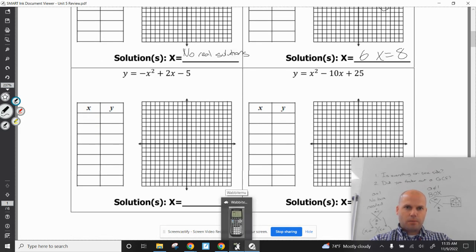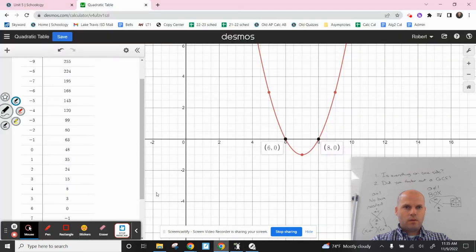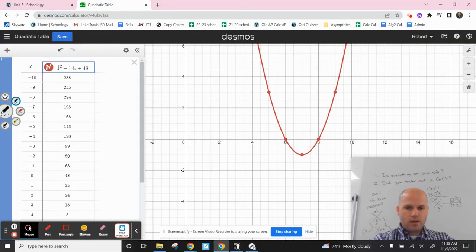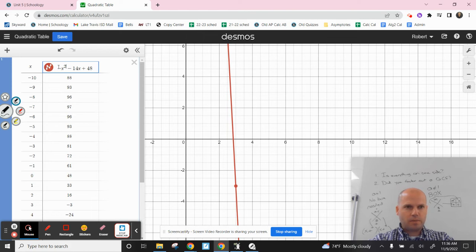Negative x squared plus 2x minus 5. Negative, I'll put in front, x squared plus 2x minus 5.